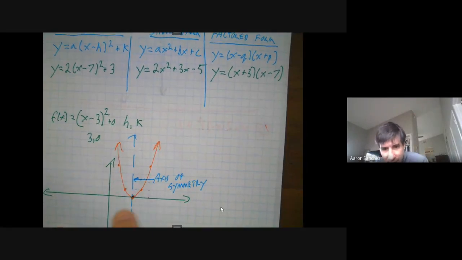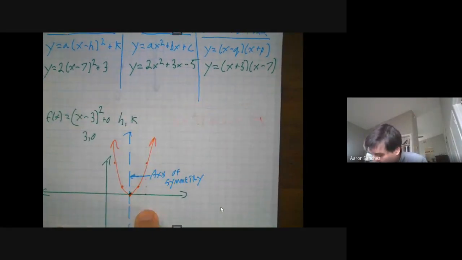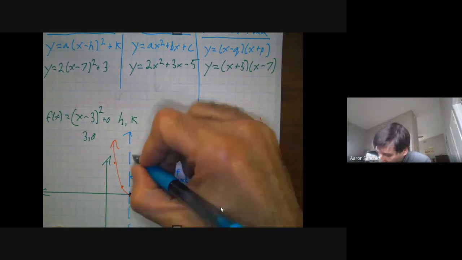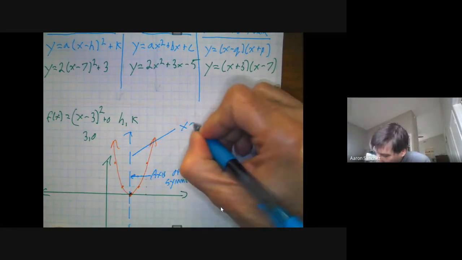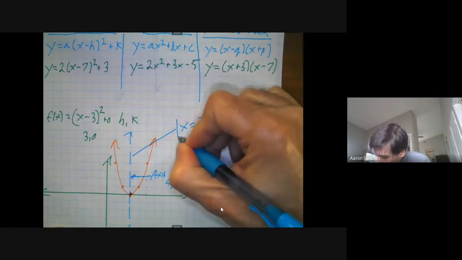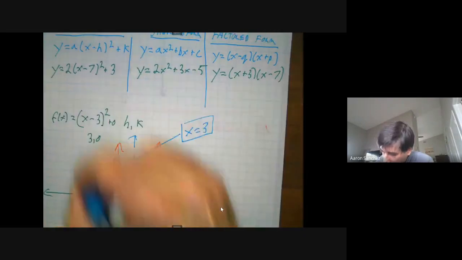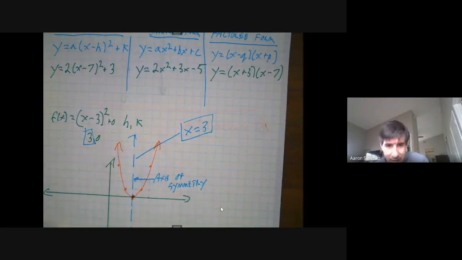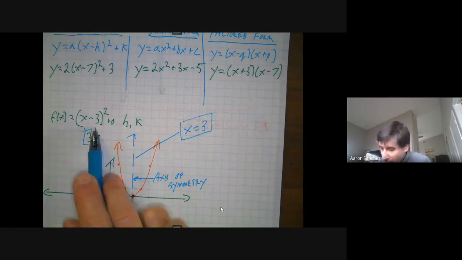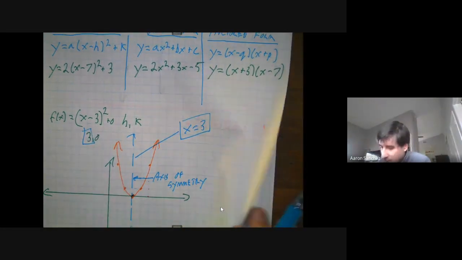Now, the axis of symmetry for this one, the equation is x equals 3. Notice it's this number right there. 1, 2, 3. x equals 3 is my axis of symmetry. So it's the opposite of this number. Let's look at the other one.